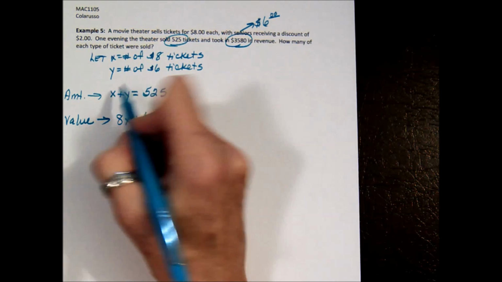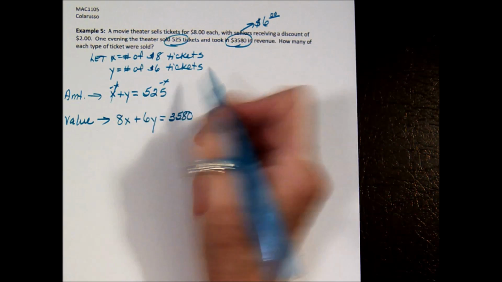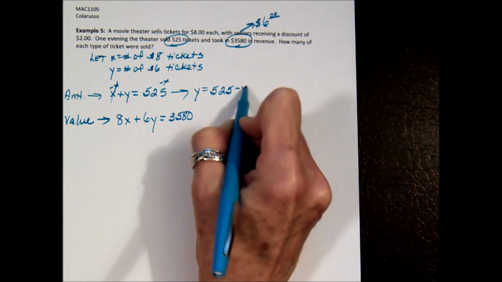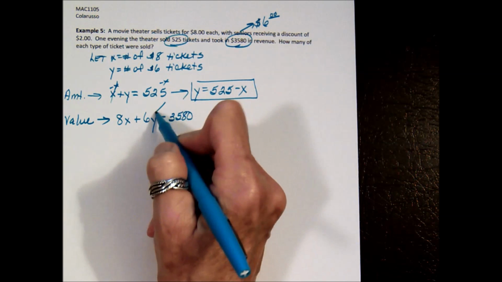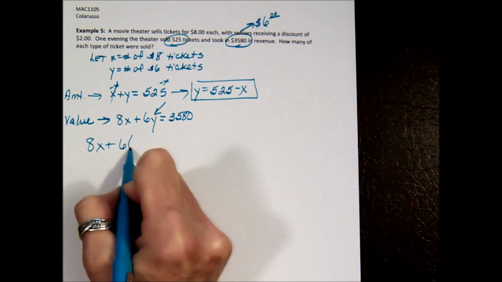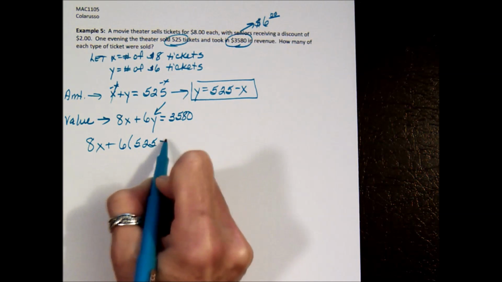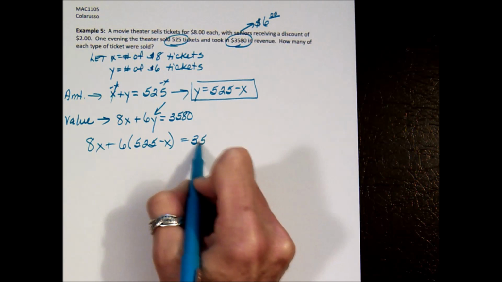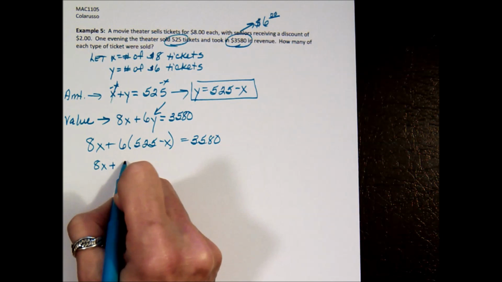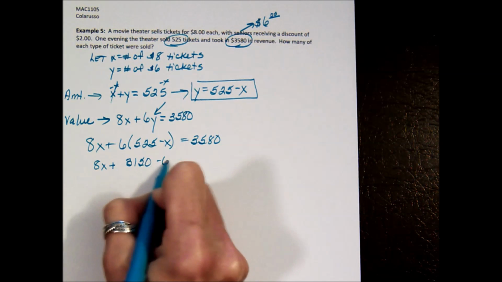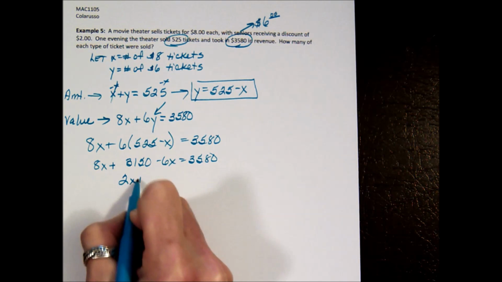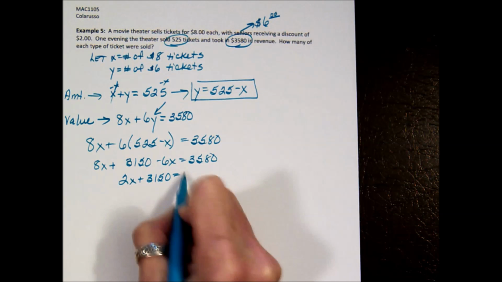I'm going to subtract an X from both sides to get my substitution equation: Y equals 525 minus X, and now I'm going to substitute that right there. So we have 8X plus 6, take out the Y, 525 minus X goes in its place, equals 3580. 8X plus distribute that 6, you get 3150 minus 6X equals 3580. Like terms, 2X plus 3150 equals 3580.